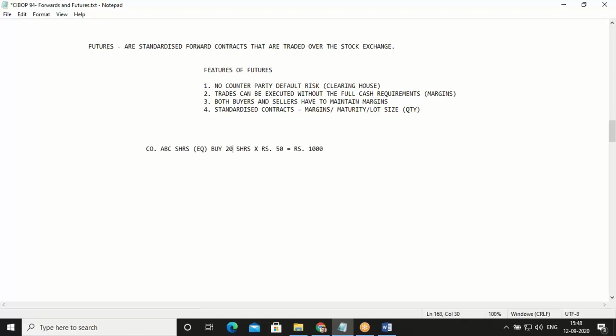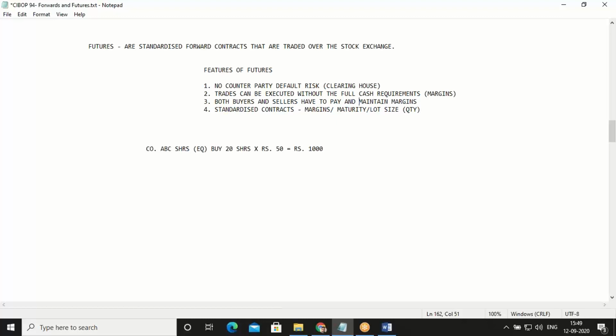Now, in futures, you don't need the full 10,000, and we call that margins. I don't want you to get confused about margins in terms of the equity market. That is a different thing, and what I'm going to teach you is a different thing. So trades can be executed without the full cash requirements, because you have to pay a margin. Both buyers and sellers of a futures contract have to pay and maintain margins.